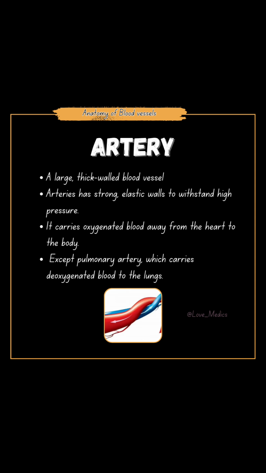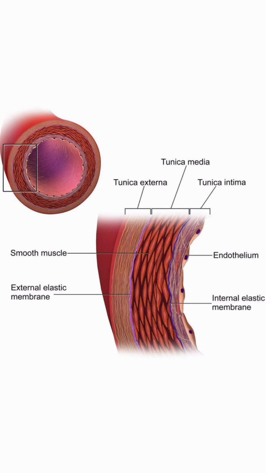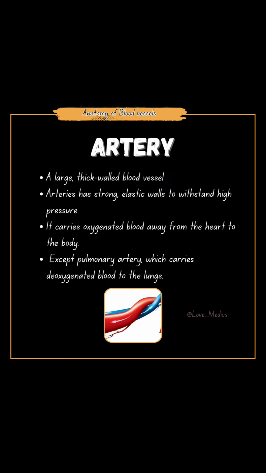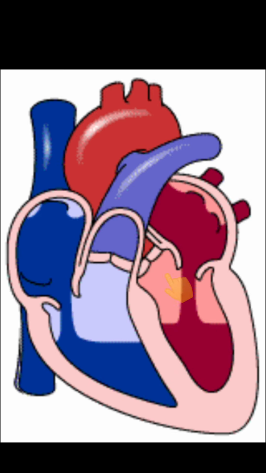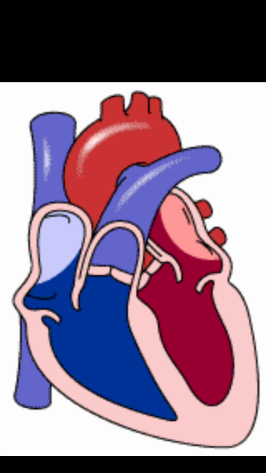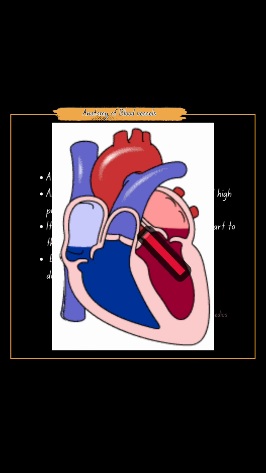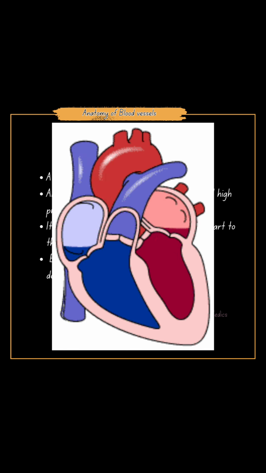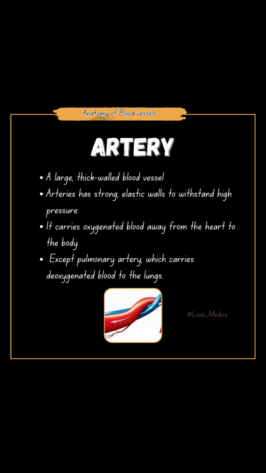First, artery. Artery is a large, thick-walled blood vessel. It has a strong and elastic wall. Why does it have a strong and elastic wall? To withstand the high pressure. Where does it come from? Why the high pressure? Aorta has high blood pressure. Why? Because it is directly connected with the left ventricle. When the left ventricle contracts, the blood passes from the left ventricle to the aorta, right? So the pressure is at its peak in the aorta. To withstand the high pressure, the aortic wall is strong and elastic.